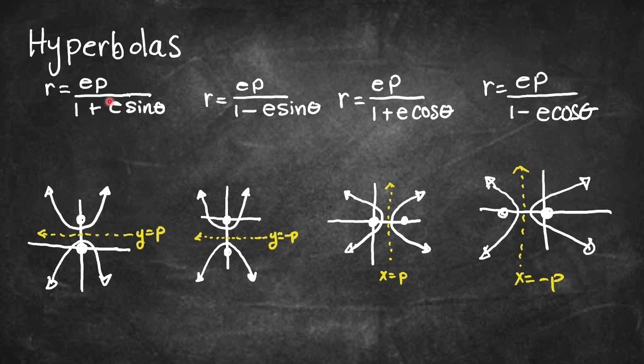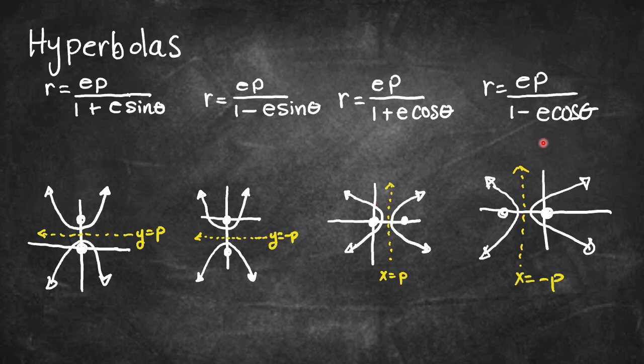Now, where this is a plus, that means the directrix is going to be above the pole, and that will give us our directrix with the value of p. This is a horizontal line, so my directrix is going to be y equals positive p. When this is a minus, that tells me that the directrix is below the pole or below the origin. So that means I'm going to have a directrix with an equation of y equals -p.